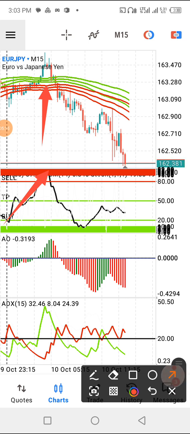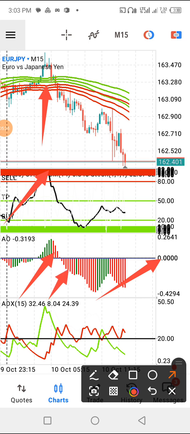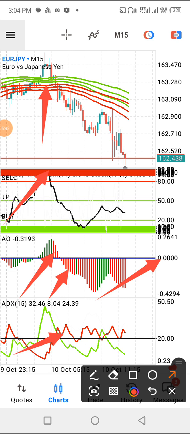That is one. Two, what we want to see here is our awesome oscillator printing below the level 0. This is the level 0. So once you start printing below the level 0, that gives you another confirmation. Then lastly, we want to see our ADX, the red one, above level 20. So when the red ADX is above level 20, it also symbolizes the possibility of price going down. So when we have these four confluences, then we'll be looking out to take a sell opportunity on any time frame where this action plays out.